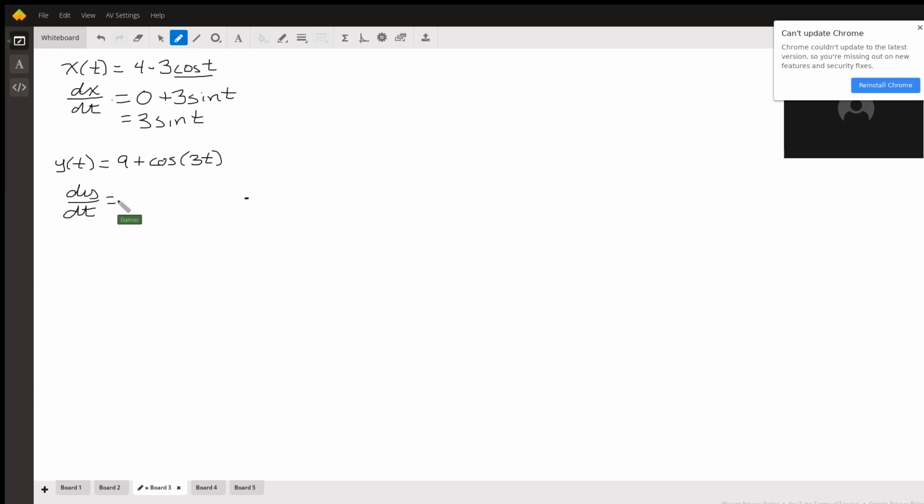For dy/dt, the derivative of 9 is 0. Now we have to be careful, I have a chain rule. I have cosine of stuff. The derivative of cosine of stuff is negative sine of stuff times the derivative of stuff. The derivative of 3t is the number 3. So when I'm done, I get negative 3 sine of 3t. So there's dx/dt and dy/dt.